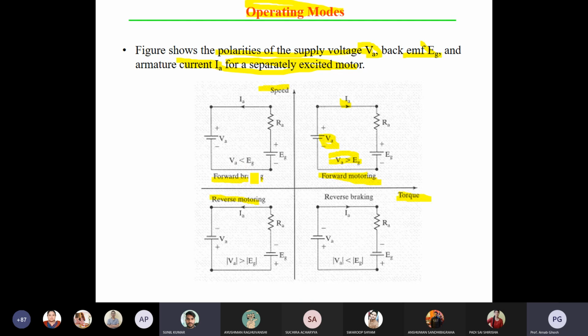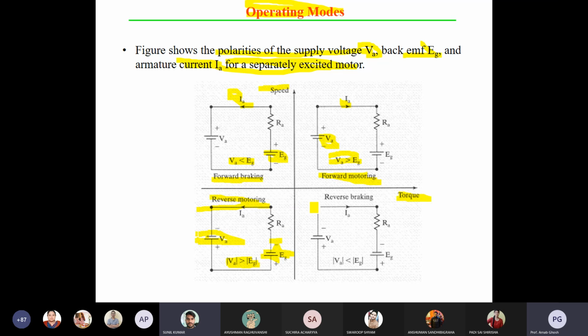Here you can see for the second quadrant, VA is less than EG, so regenerative braking happens. EG is greater than VA and the IA direction is reverse compared to motoring conditions. In reverse motoring mode, IA will also be reversed, but the magnitude of VA will be greater than the magnitude of EG. Your EG has the reverse polarity, minus plus. Similar thing, you are just changing the terminal voltage VA.